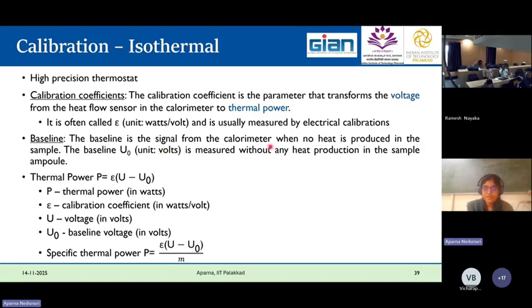The baseline is the signal of the calorimeter when no heat is produced in the sample, and you'll get a baseline voltage, which is U0, and you'll always get the voltage from your sample. If we deduct the baseline voltage from your voltage, you'll have the corrected voltage from your sample, and that multiplied with the calibration coefficient that you get from the first step will give you the thermal power. If you divide this thermal power by the mass of your sample, then you get the specific thermal power. So these units are in terms of watt per gram now.